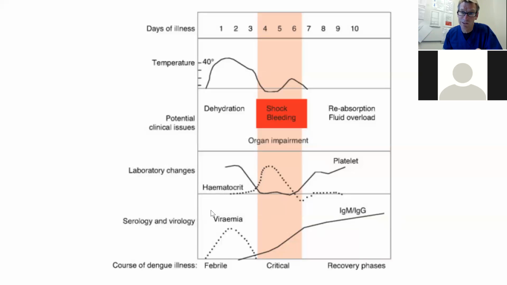Many children never get past this febrile phase. They just get the fever, the viremia, and then they get well.